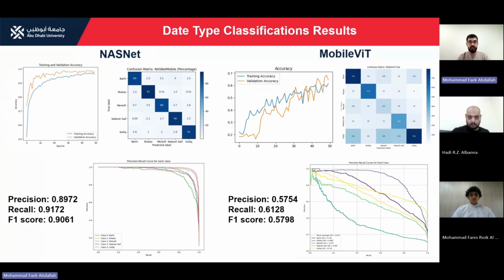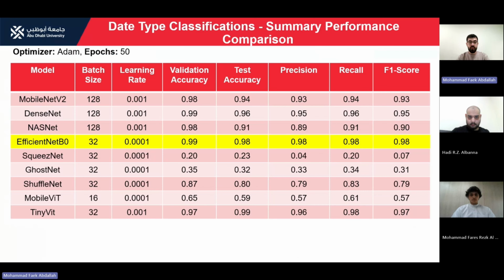Here we compare the NASNet and the mobile models, where the NASNet shows strong performance while the mobile model has significantly lower accuracy. Overall, NASNet performs better for this task as shown in the confusion matrices. Among all the tested models, EfficientNet B0 stands out as the best performer in the date type classification, achieving the highest accuracy compared to the other models.